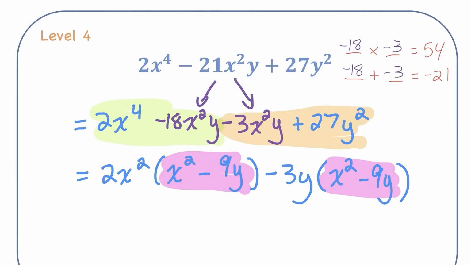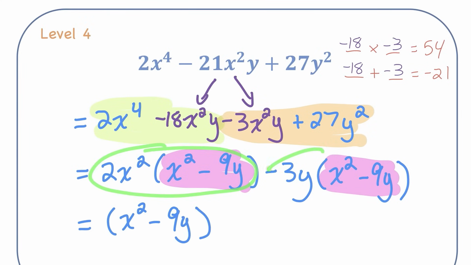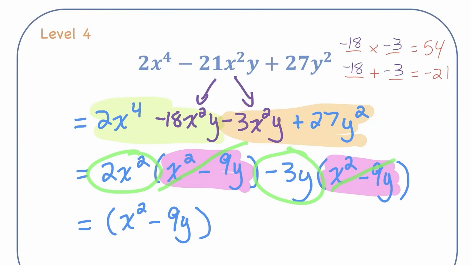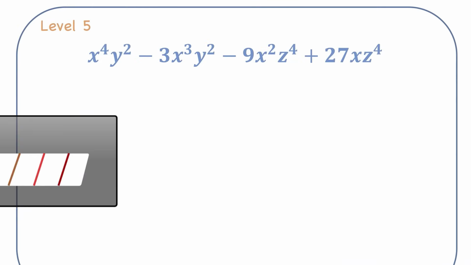Once again, notice with these two terms, I have the common binomial of x squared minus 9y. So I can common factor out that x squared minus 9y, and when I divide both of these terms by x squared minus 9y, the x squared minus 9y parts of those terms cancel, and I'm left with 2x squared minus 3y. And there we have it. Level 4 has been factored. Level 5.